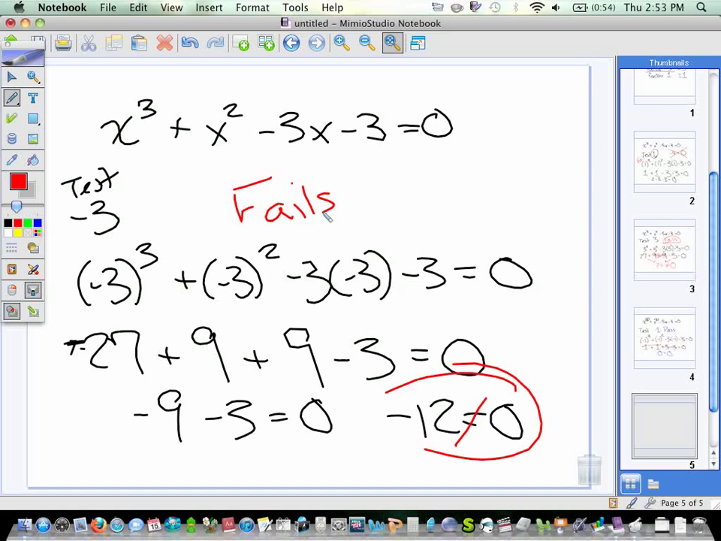And that is your example for how to solve for polynomial roots that are real and rational.